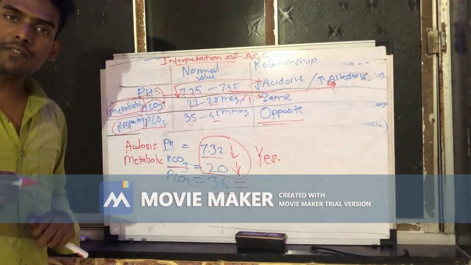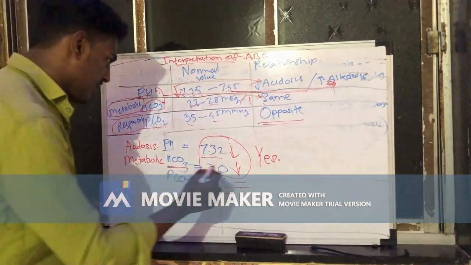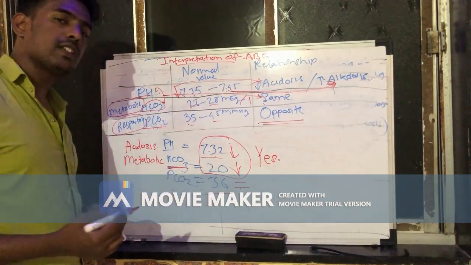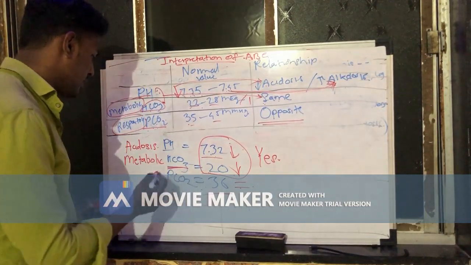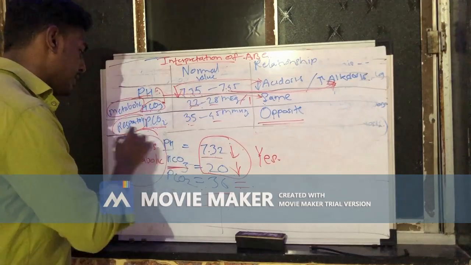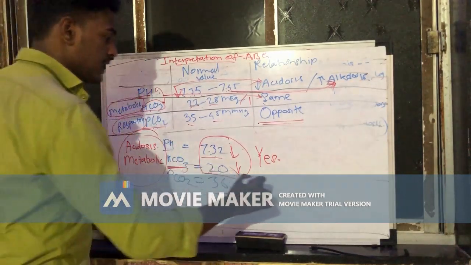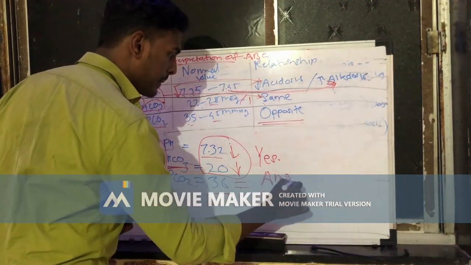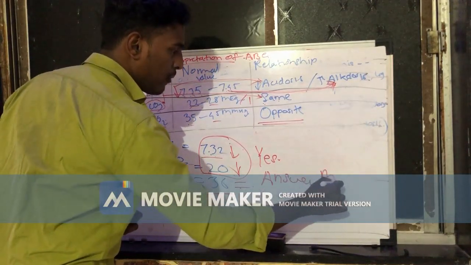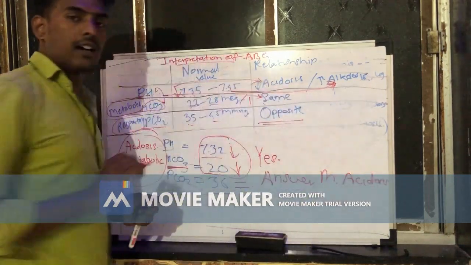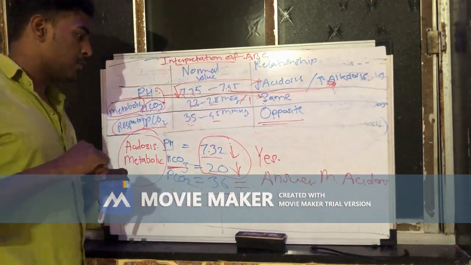And who is the primary factor over here? This, because the relation is showing by the HCO3. So HCO3 is the primary factor over there. So this is primary metabolic acidosis. So what is the answer over here? Metabolic acidosis. Understood? We'll take one more example.